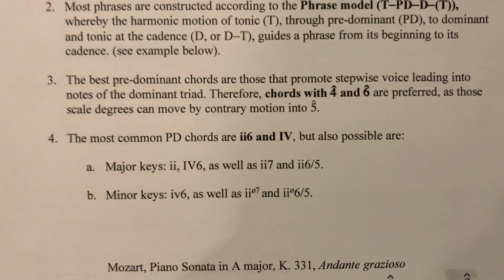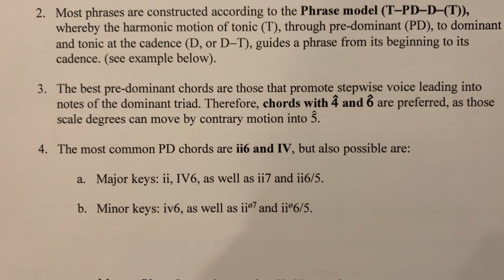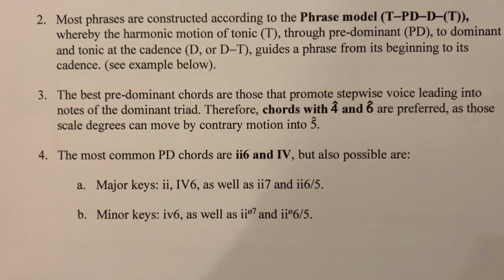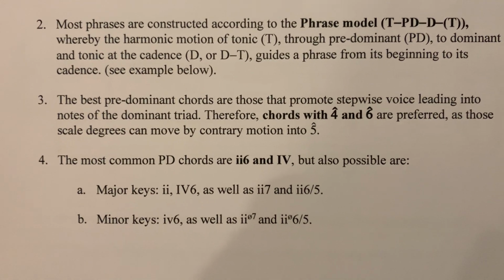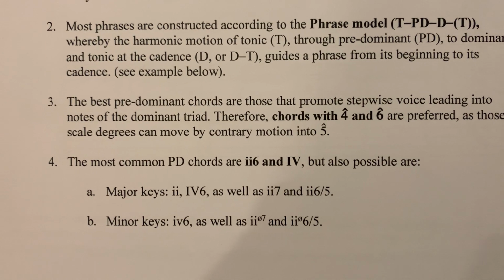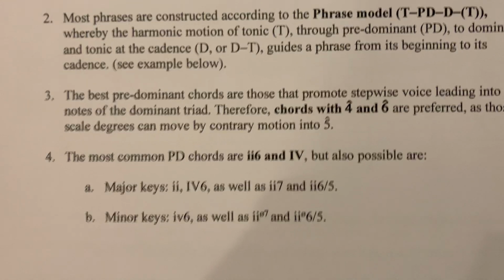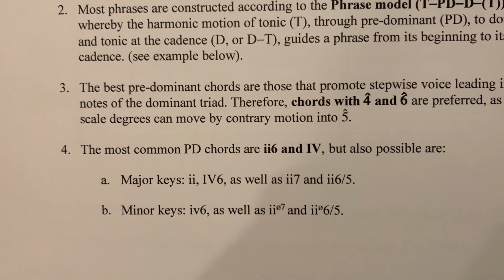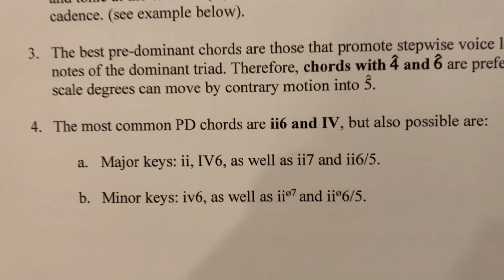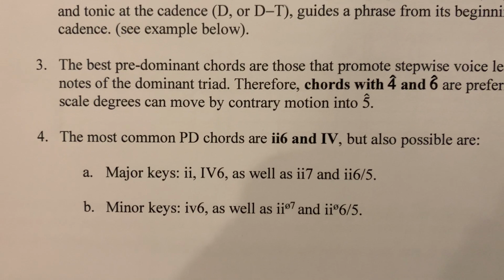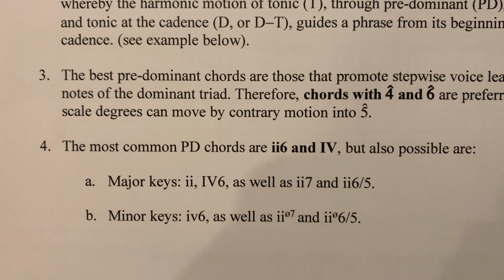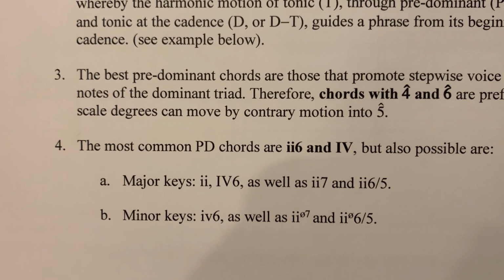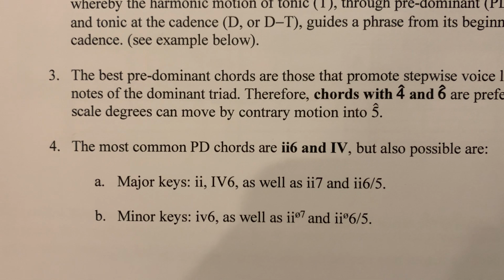All right. Now, number 4, in the classical style, the most common predominant chords are 2/6, that's kind of the big one, and 4, used a little bit less commonly. You'll notice both of those have scale degree 4 in the bass. We'll look at those in a little bit. Now, in addition, there's several other ones that can be used too. Basically, other things that are built on the 2 chord or the 4 chord. So in major keys, you also might see a root position 2. 4/6 can be used. And also the root position 2/7 and the first inversion 2/6/5.